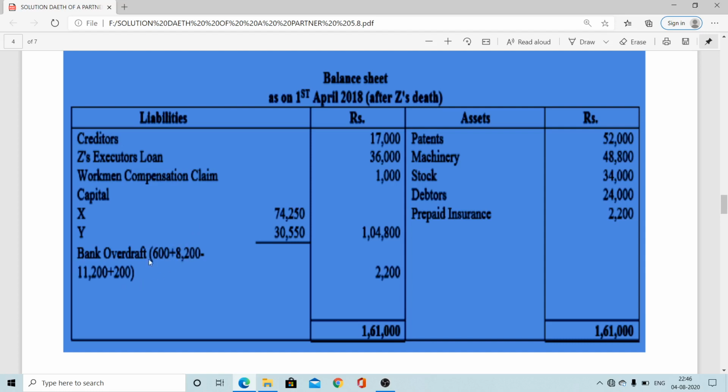And this one, 8,200 as well as 200 battery recovery. These two came from sale of investment as well as battery recovery. So therefore this is plus 600 plus 8200 plus 200 minus 11,200. It is coming negative, therefore it is called bank overdraft 2200. After that, both the balances will tally. Asset side equals liability side.